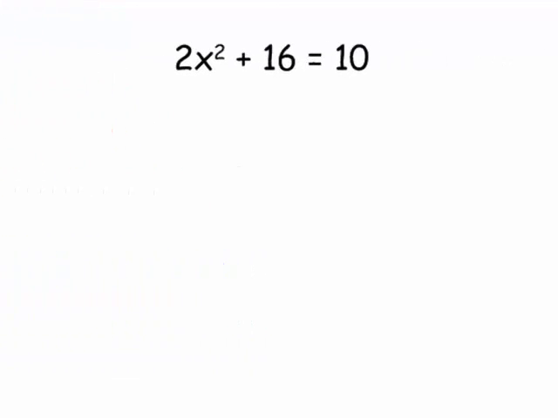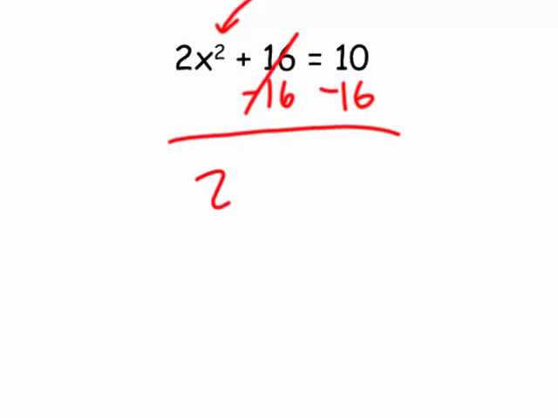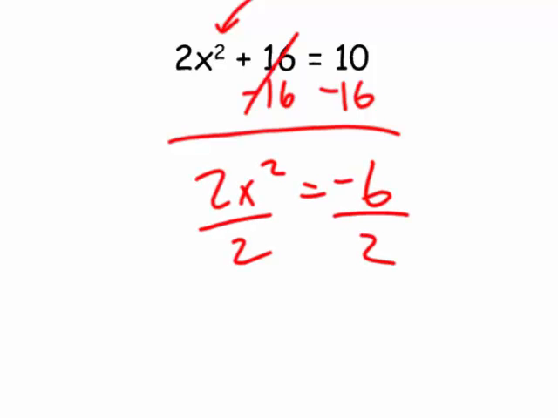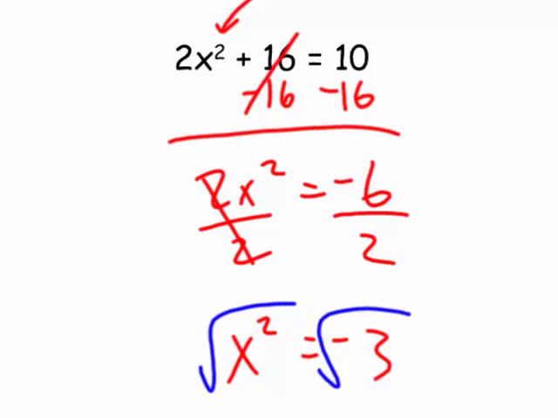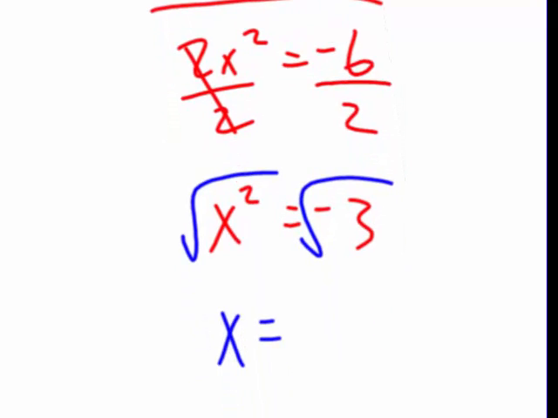What about this one? Same thing. Get that x squared by itself. So subtract the 16 over first. So I'd have 2x squared equals negative 6. Divide by 2. And x squared would equal negative 3. And to get rid of this square, we square root both sides. And x equals, well, what happens when you try to take the square root of negative 3? It does not work, right? So this is not possible. So there's actually no solution in this case.